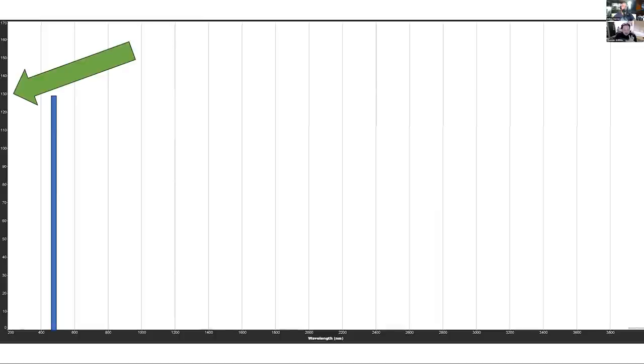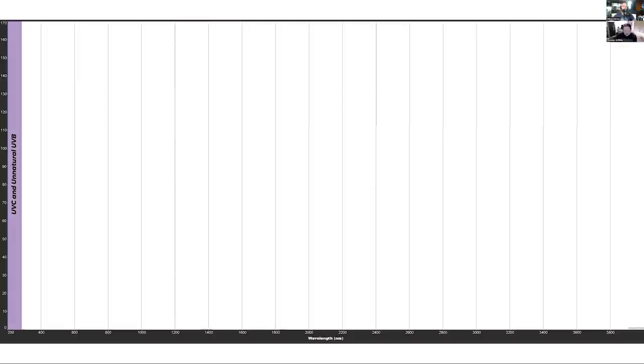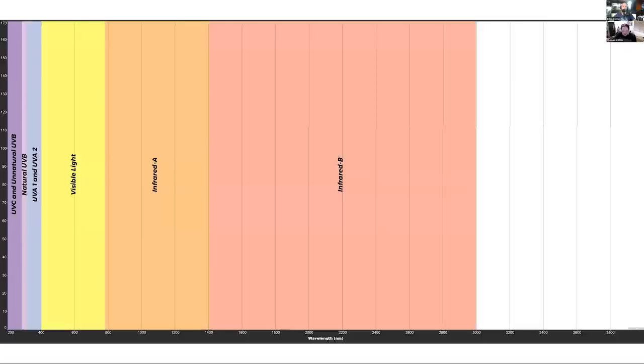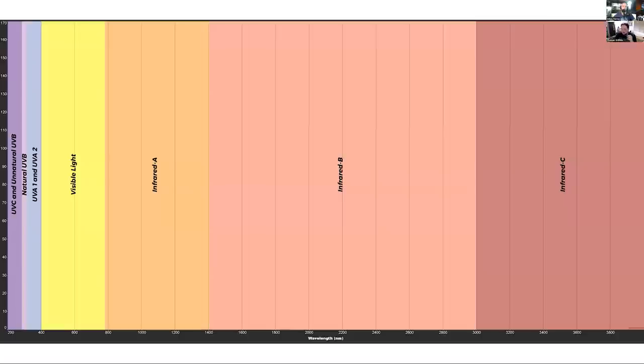And we can actually label these different parts of the graph with names, and that's what we've done. We label parts of the spectrum, different wavelengths, with different names. So we label anything in this area of this graph UVC and unnatural UVB. So anything that is in there, that's what that's called. If something's here, it's called natural UVB. If something's here, it's called UVA 1 or 2. If something's here, it's visible light, infrared A, infrared B, infrared C. You get the idea.